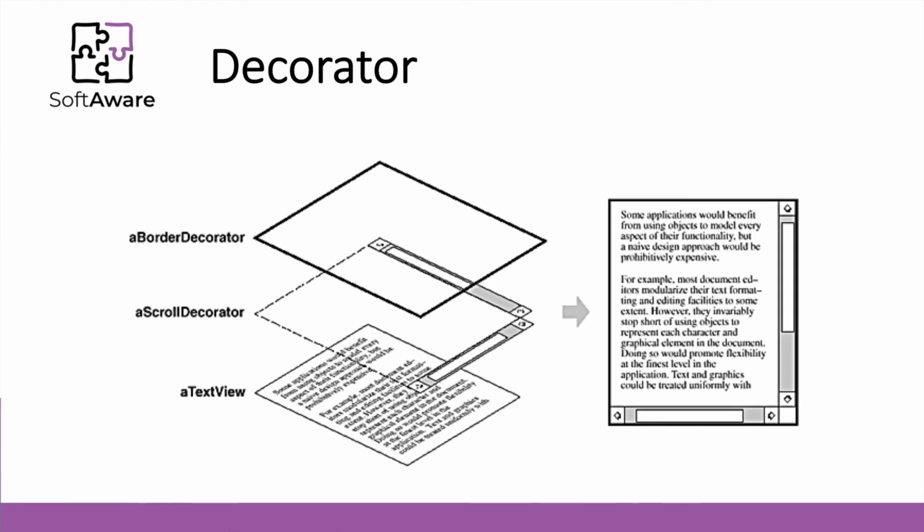Sometimes we want to add responsibilities to individual objects, not to an entire class. A graphical user interface toolkit, for example, should let you add properties like borders, and behaviors like scrolling, to any user interface component. In this example, we have a text view that is decorated with a horizontal and vertical scroll bar plus a border decorator that produces an end result presented here.